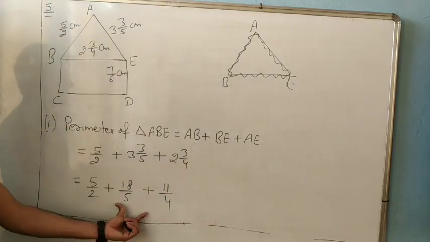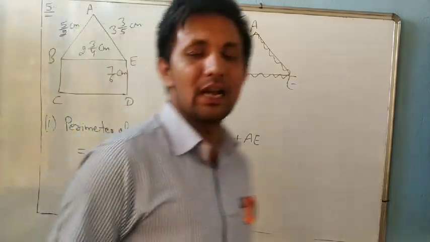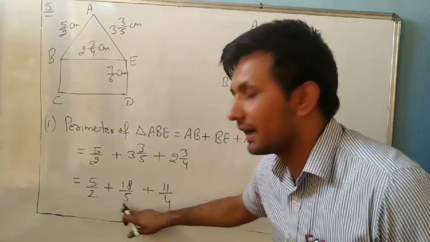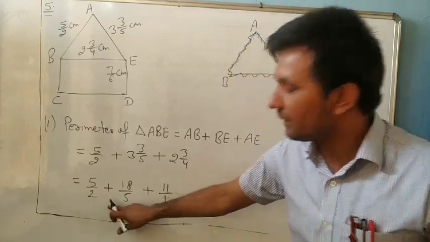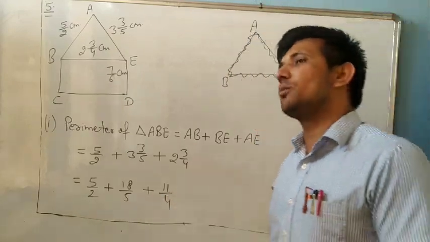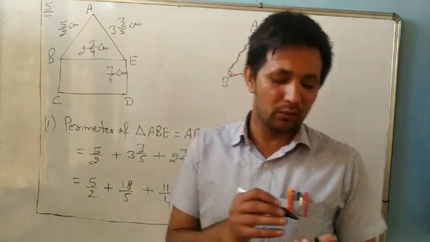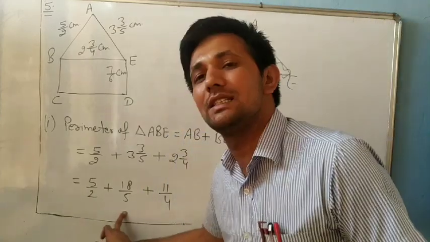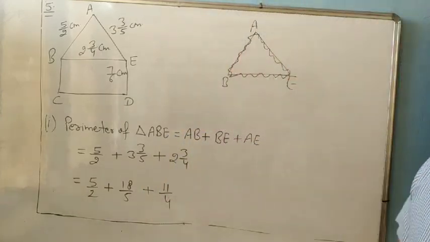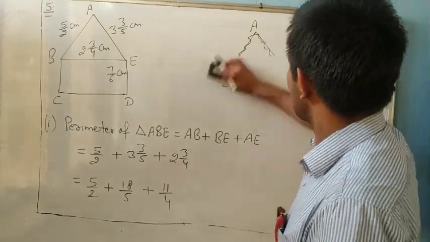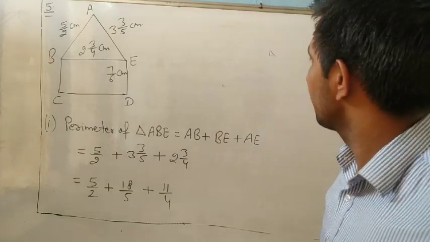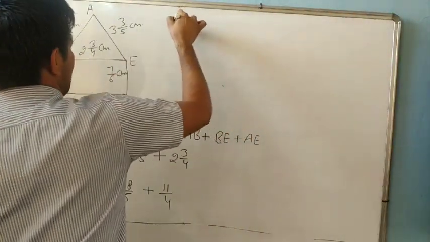Can you add it yourself? Yes, we will add. How will we add? If there are more than 2 fractions, how can we add? By taking the LCM of all of these 3. Find its perimeter yourself. Next, the second part.